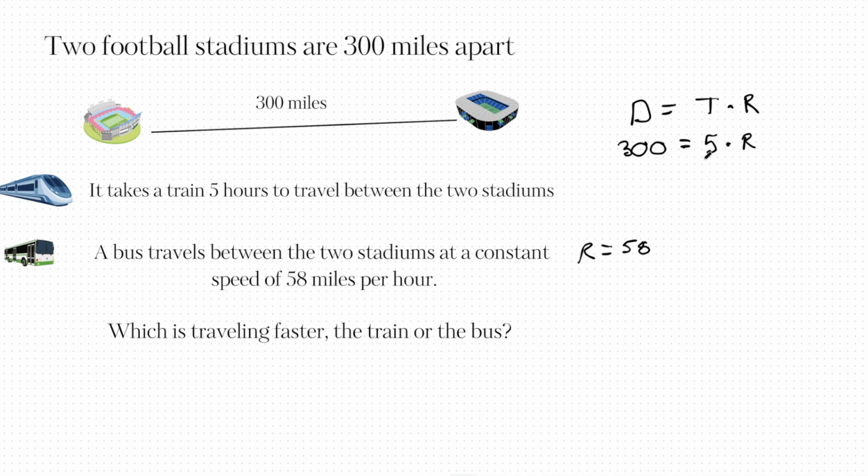If we divide both sides by 5, 300 divided by 5 gives us 60. So that means the rate for the train is 60. Now we know the rate for the bus and the rate for the train, so which is traveling faster? The answer would be the train.